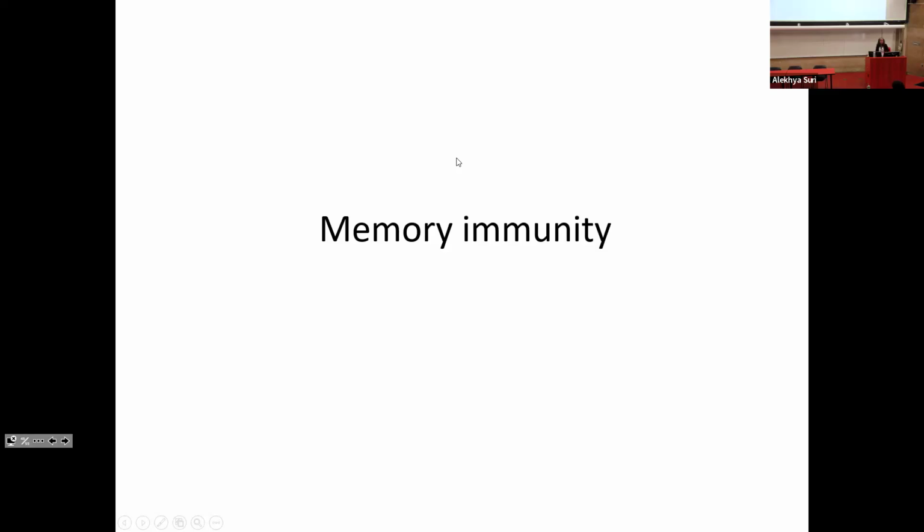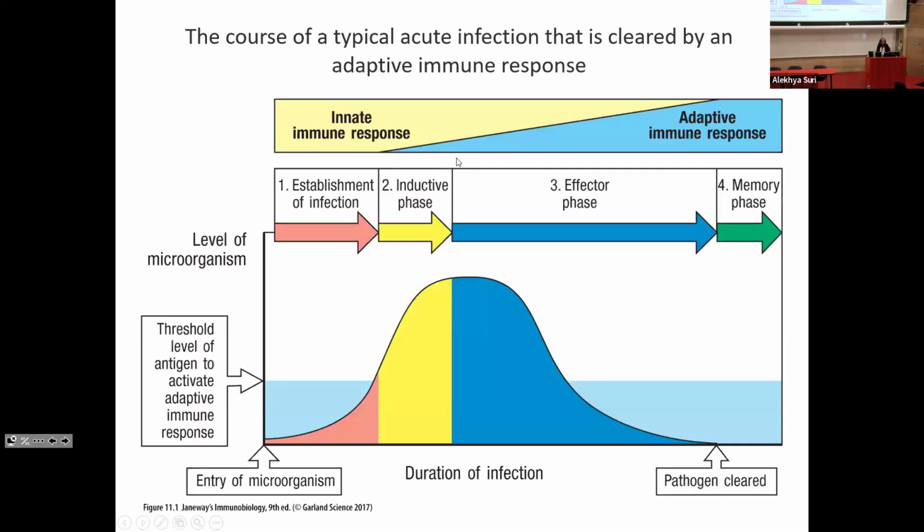I've alluded to memory immunity, memory cells several times now. So what is memory immunity? How is it generated? And what's the need for having memory immunity? This is the course of a typical acute infection that's cleared, say, by an adaptive immune response. So for example, here is entry of the pathogen or a microorganism. It has established infection, and during the early phase of infection, the host is trying to control the infection.